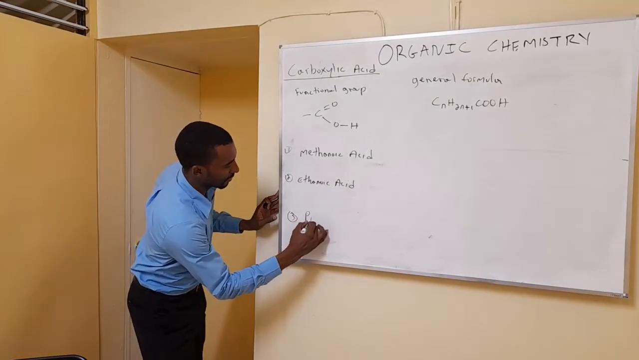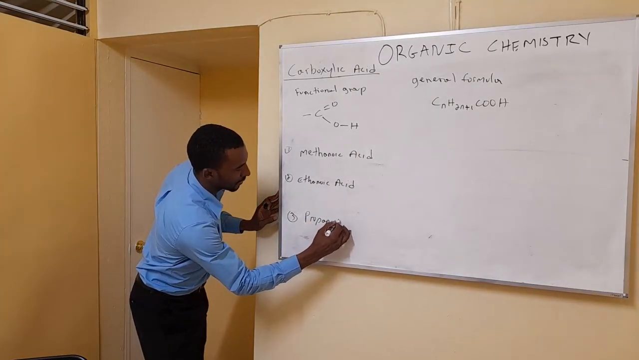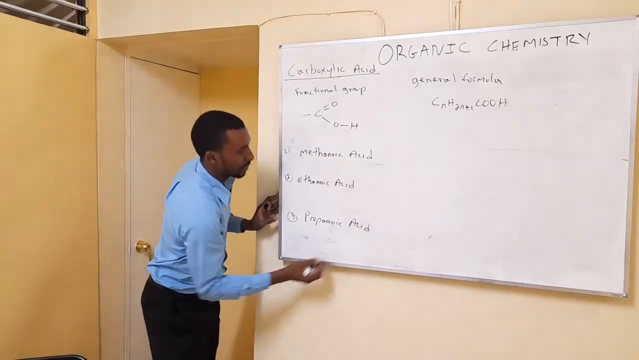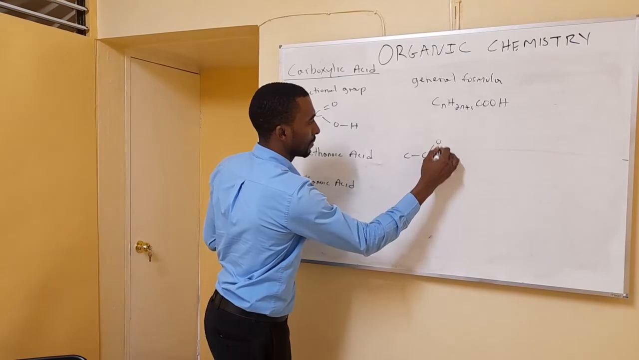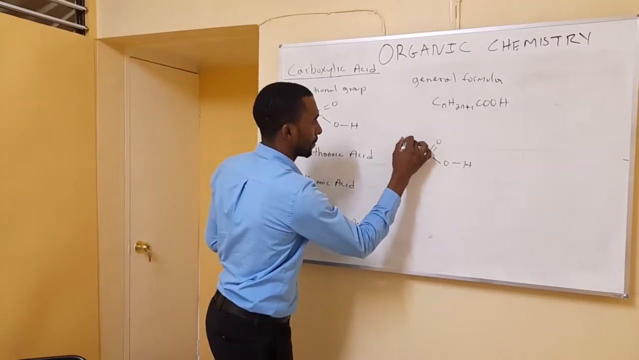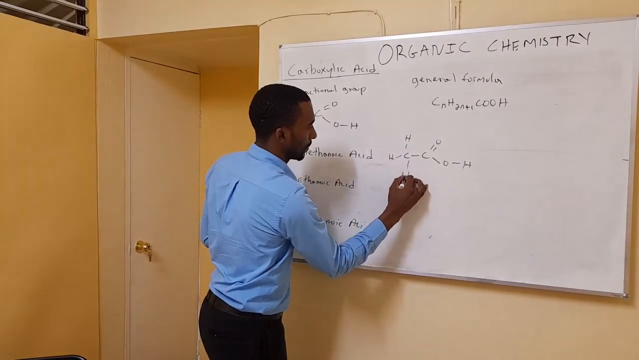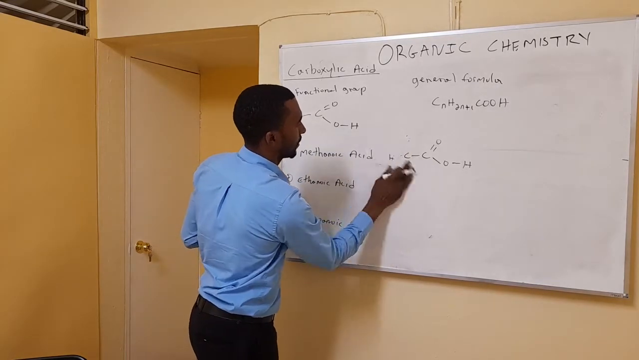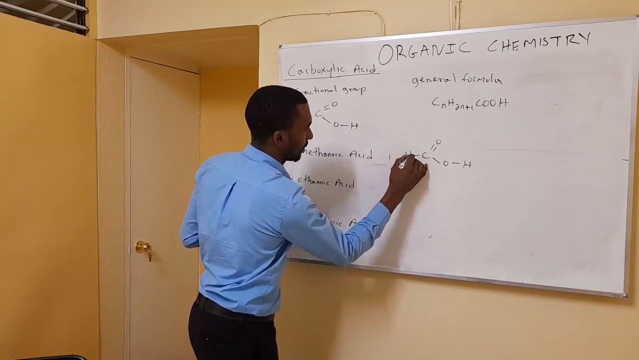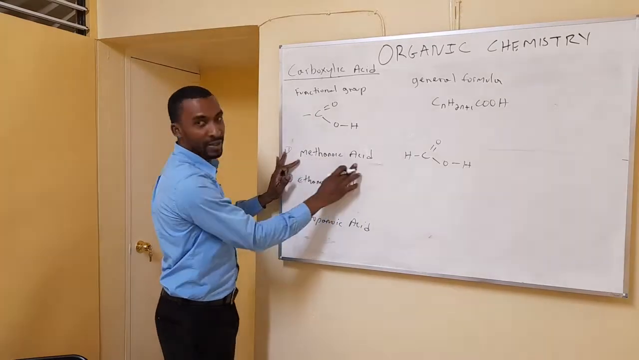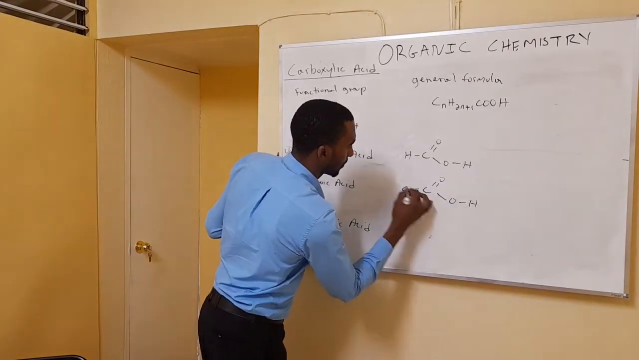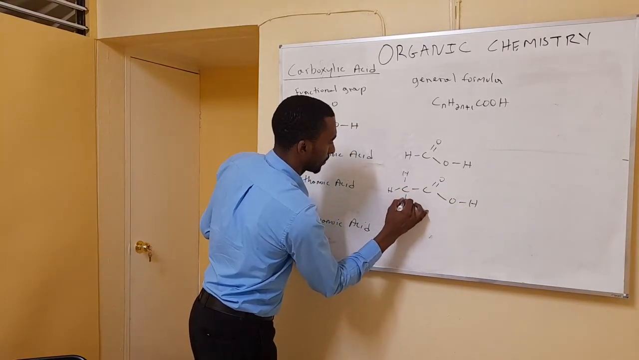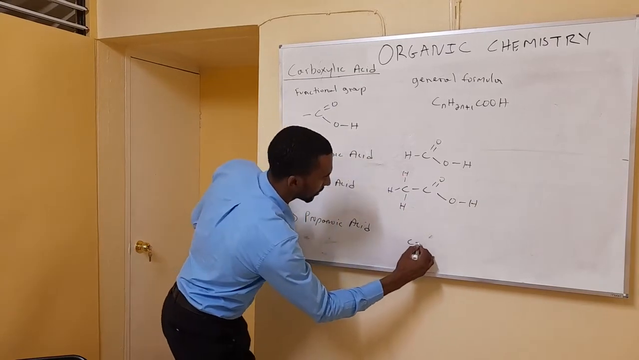Here you have propanoic acid. So you have C. Sorry, wrong again. Alright. So it's methanoic acid, 1 carbon, ethanoic acid, 2 carbons, propanoic acid, 3 carbons, right?